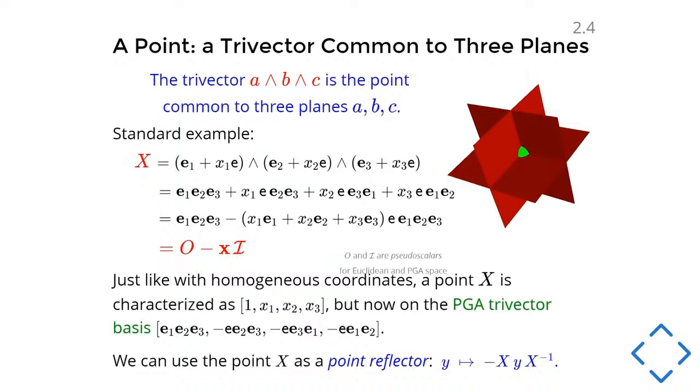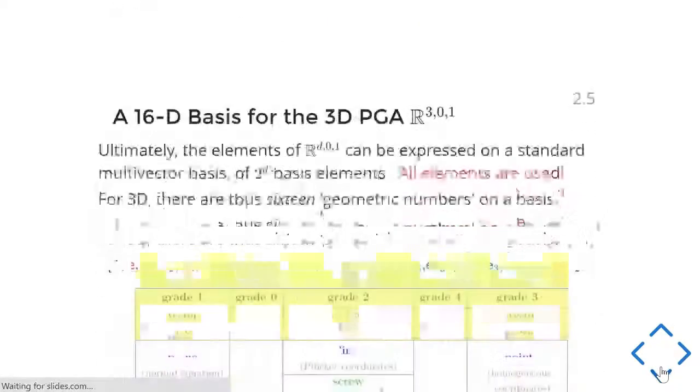But in here you see that on a somewhat weird basis, this point just has the coordinates 1, x1, x2, x3. So it's homogeneous coordinates, but now not completely isolated from the operations because it's actually a reflector, which is actually the intersection of three planes. And because it is so integrated in the total system, you can make the point reflector as reflecting something like minus x y x inverse, with x a point.